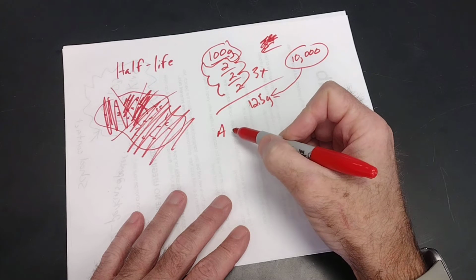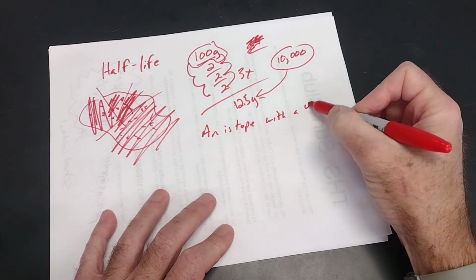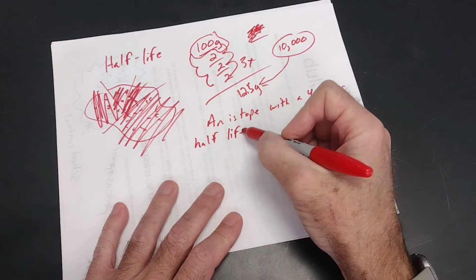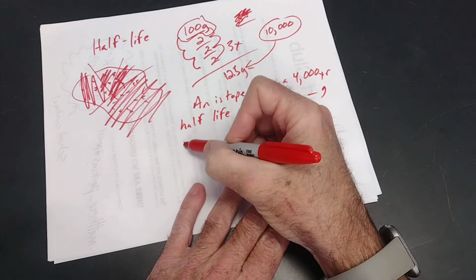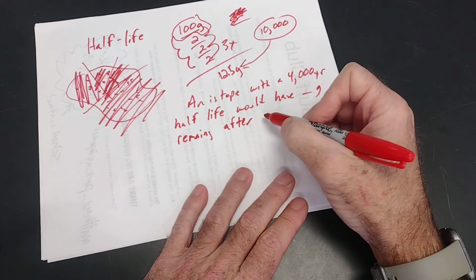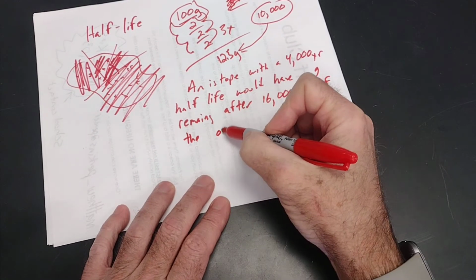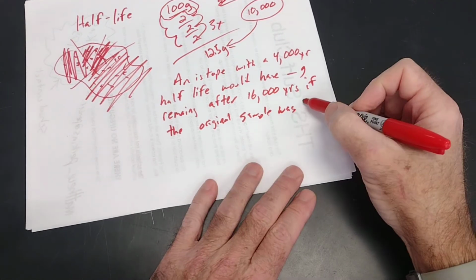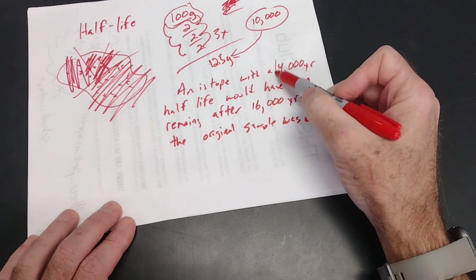An isotope with a 4,000 year half-life would have how many grams remaining after 16,000 years if the original sample was 600 micrograms? Well, we would say, okay, it's got a 4,000 year half-life.